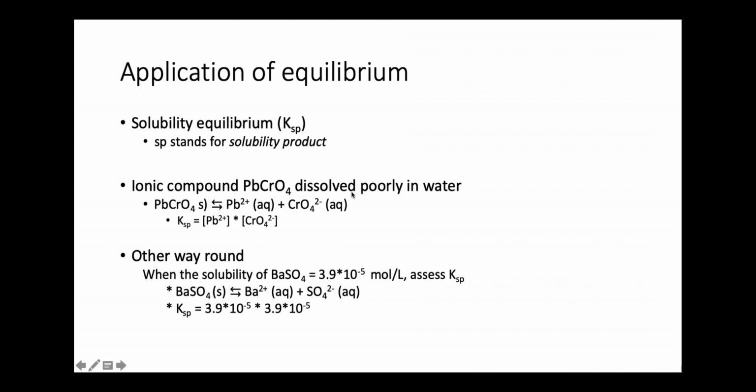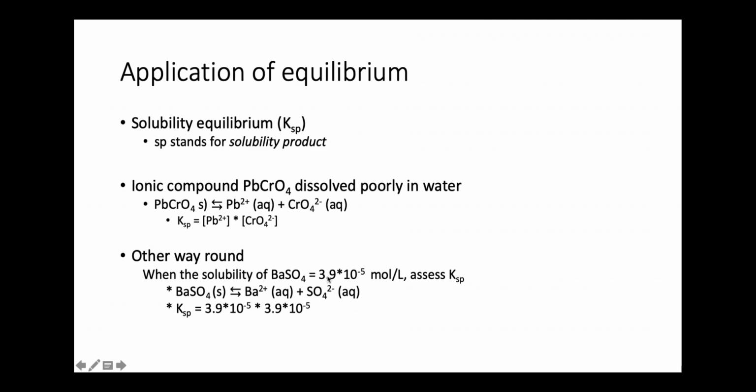We can see this equilibrium. We're not going to include the solids, so my Ksp, which stands for solubility product, is the concentration of Pb2+ times the chromate. We can also do it the other way around: when we know the solubility, we can then assess what my Ksp is.